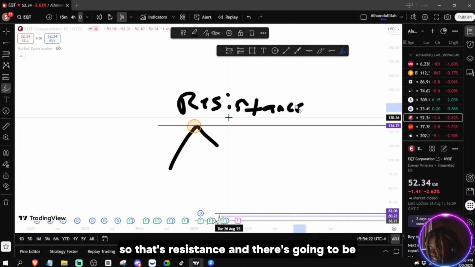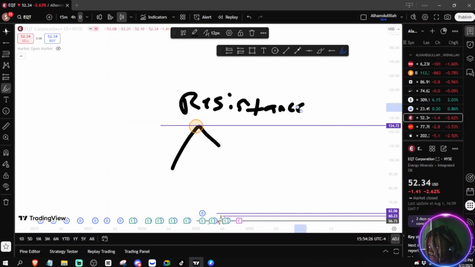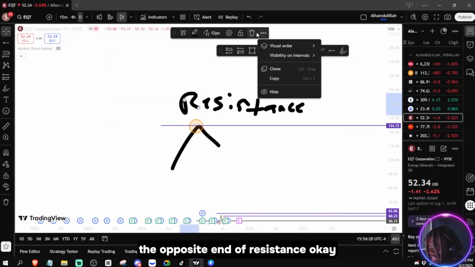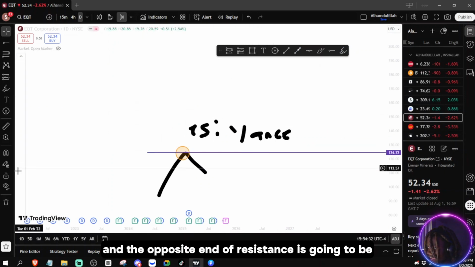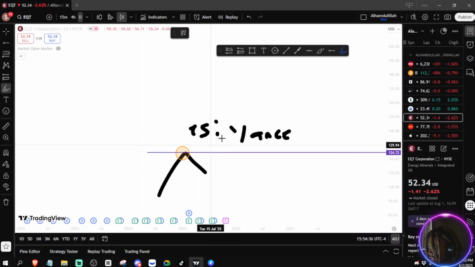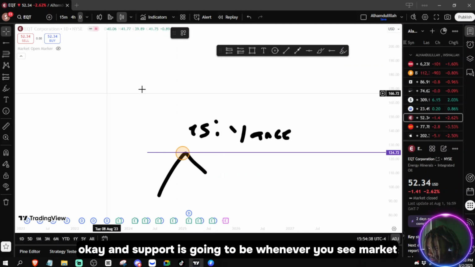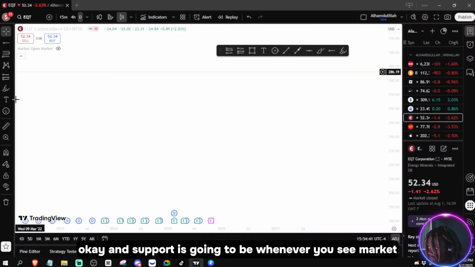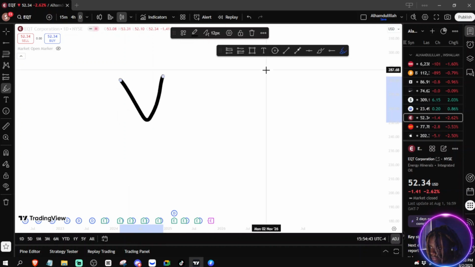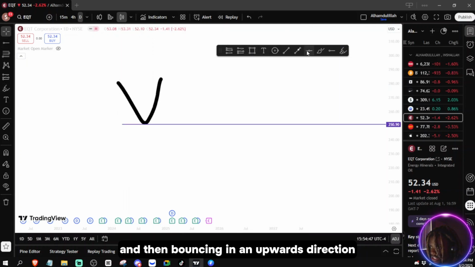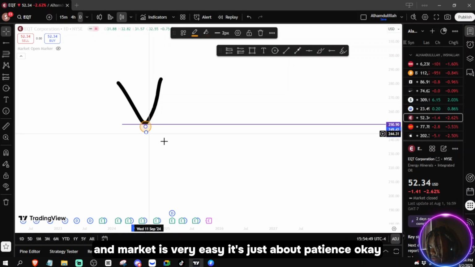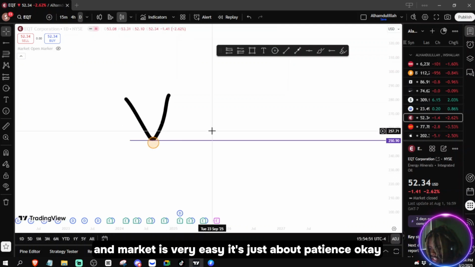So that's resistance. And there's going to be the opposite end of resistance, and the opposite end of resistance is going to be support. Support is whenever you see the market making a V bounce and then bouncing in an upwards direction. And the market is very easy. It's just about patience.